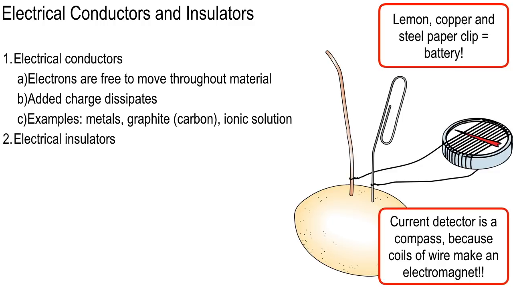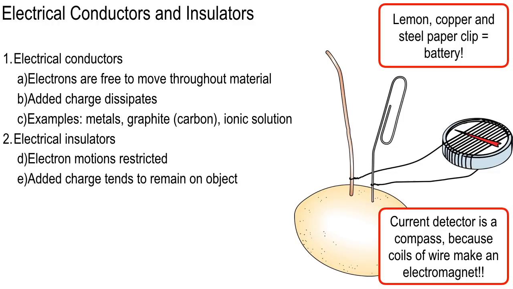Insulators. Electrical insulators. This is stuff where the electrons can move, but it's harder. It takes a lot of voltage, maybe even more voltage. It might start to burn before the current starts to move, if it's a good insulator.